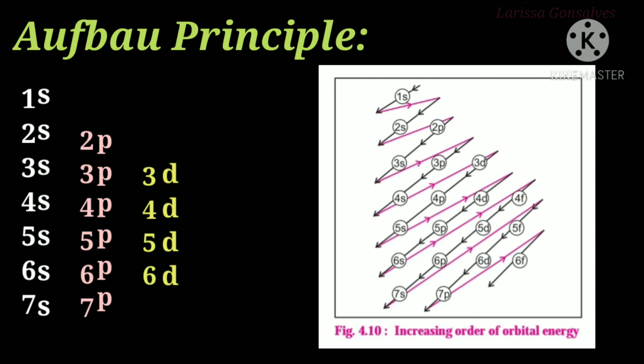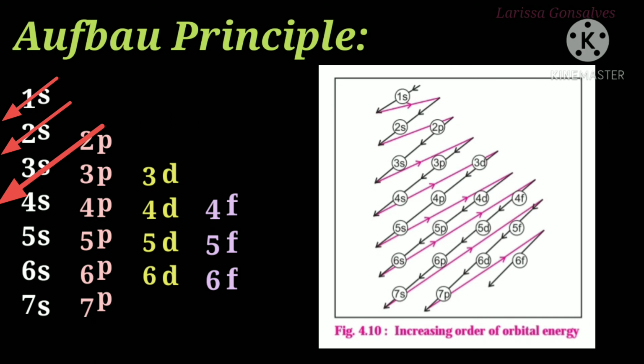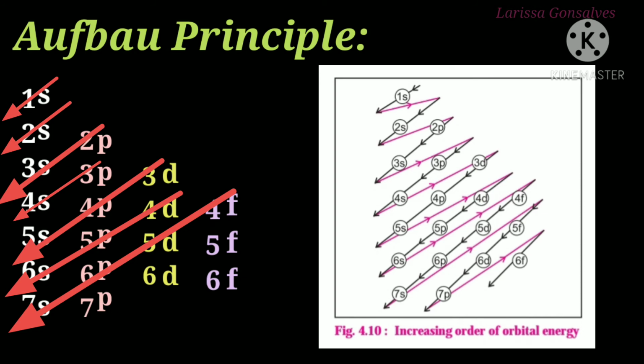And now from 4 to 6, so it will be 4f, 5f and 6f. Now the arrows, you just have to follow the arrows. So first will be 1s, then 2s, then 2p, 3s, 3p, 4s, 3d, 4p, 5s, 4d, 5p, 6s, 4f, 5d, 6p, 7s, 5f, 6d, 7p, 6f. So this is the order in which you are going to fill the electronic configuration for any particular element.